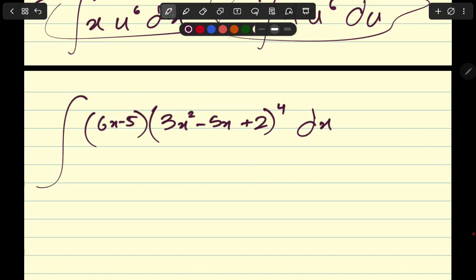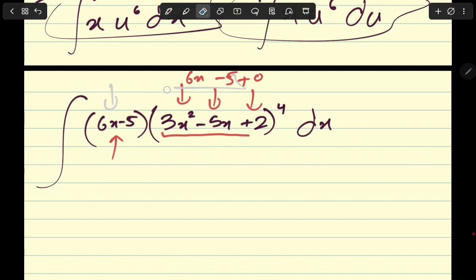Now if you were intelligent, and I am sure you are, you would see through it that this inner function has a differential present already here. So the differential is 6x minus 5. This is 6x, the differential, this is minus 5, and this plus 2 becomes a 0. So 6x minus 5 is already present here.